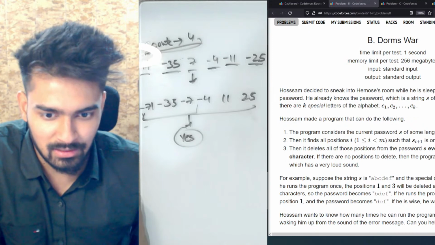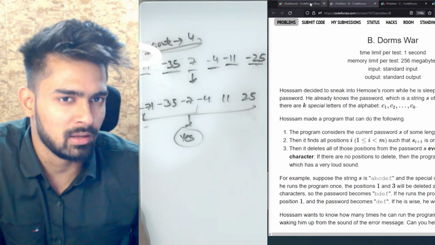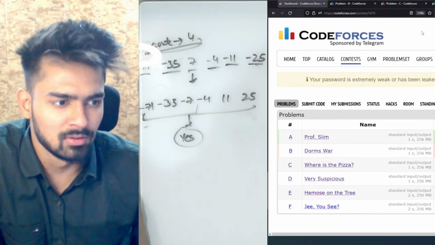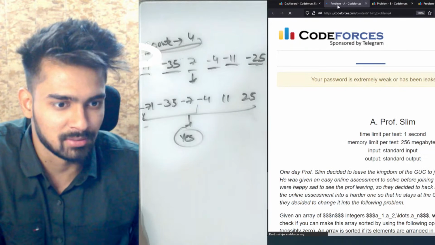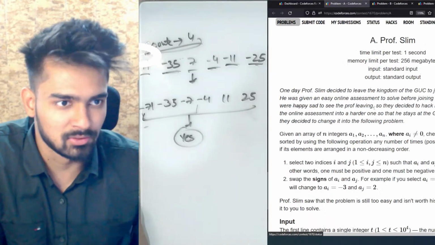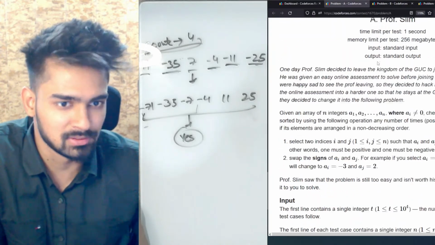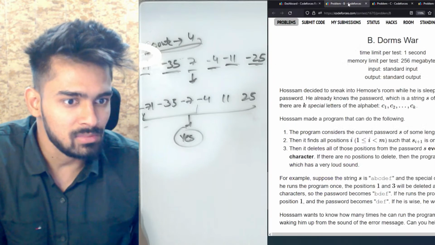Someone says they are getting TLE with the 2 pointer approach. Why? No, you won't get a TLE from 2 pointer. I'm pretty sure you're doing something wrong. Yeah, you won't get a TLE. You're doing something wrong. Anyways.